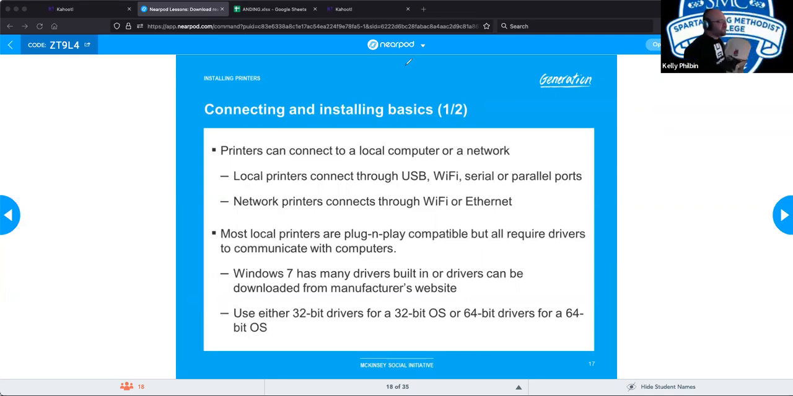All right. We can also, other than the local connections, utilize Wi-Fi to connect directly to them.